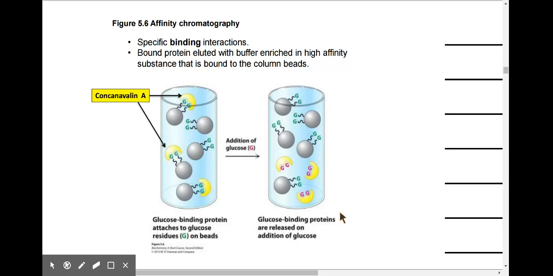Okay, so properly bound. Do you think we lose some of our protein of interest on this column? What do you think? You think we get all of it off of there? You think some of our concanavalin A is going to say, you know what, I really don't like red glucose. I like green glucose. So we'll probably lose some of our protein of interest because some of it is going to stay bonded to that column.